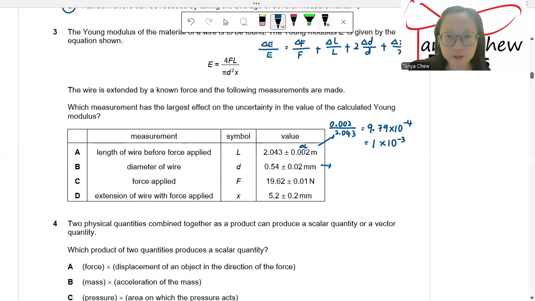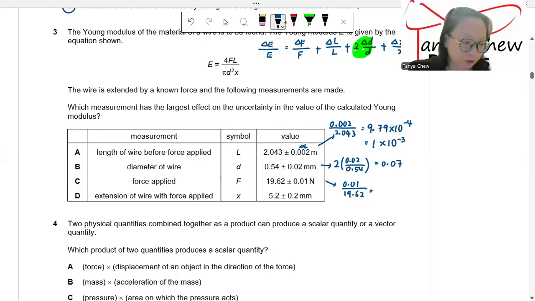So what about d? This is d, but this is 2 delta d over d. You have to base on the equation of the Young modulus to do your calculation of the fractional uncertainty. So this is 2 times delta d, 0.02 over 0.54, and you're supposed to get 0.07. And f is delta f over f. This is 0.01 over 19.62. And I got 0.5 times 10 to the power of negative 3.